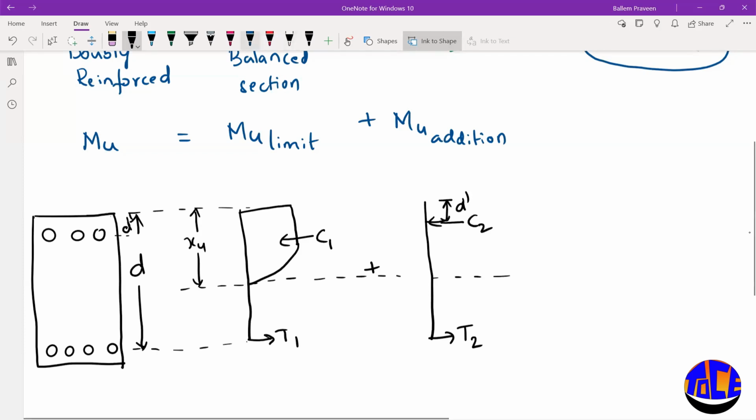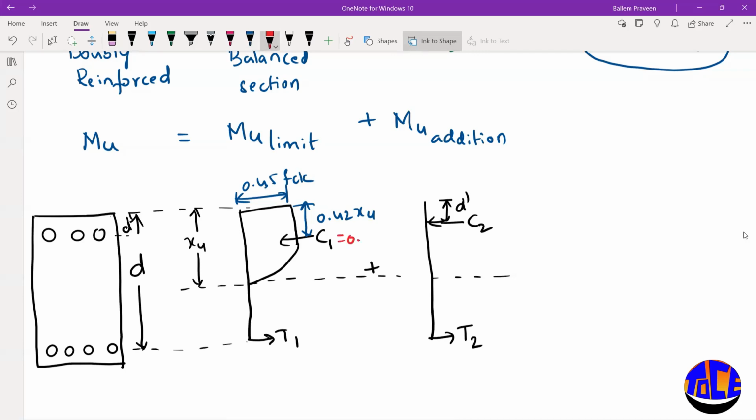Okay, and you know this is at 0.42 of xu, and this is a stress parameter you already know, even in the code book you are having. So this is 0.45 fck, right? And what is the value of C1?